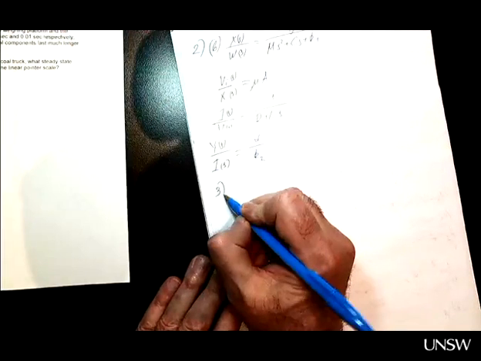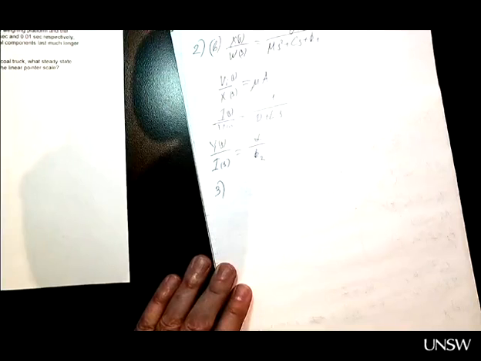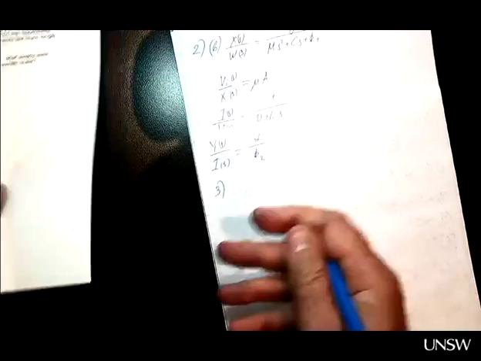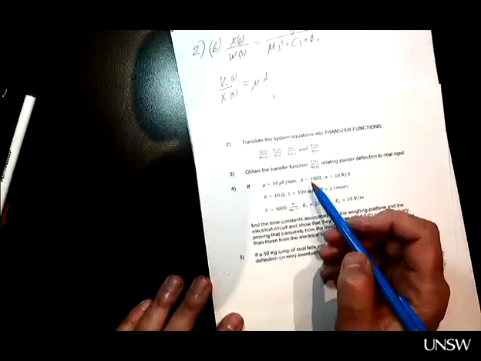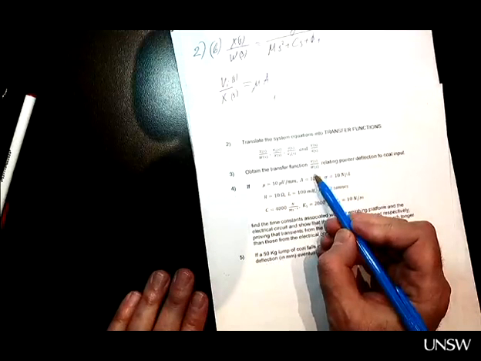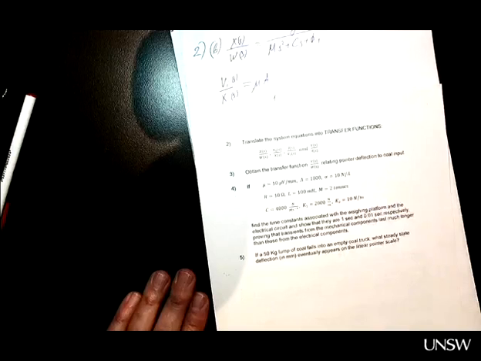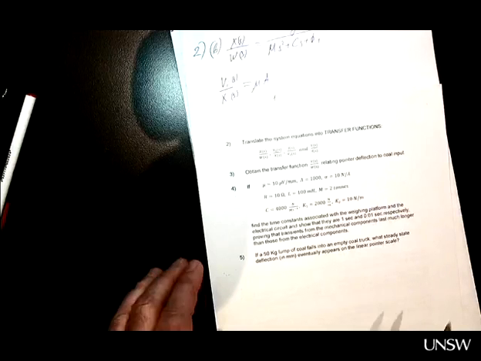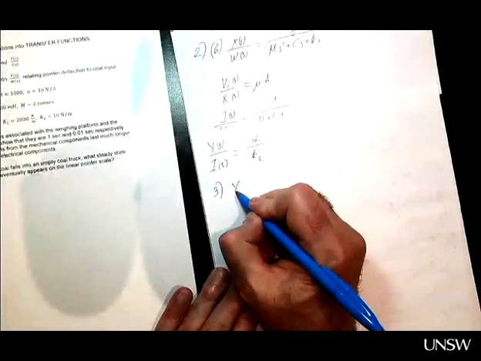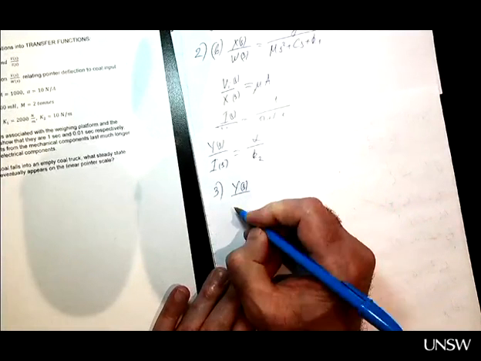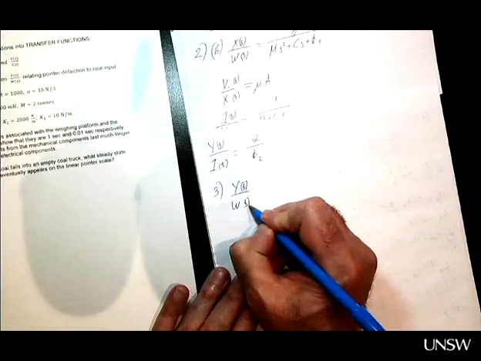Part 3. Obtain the transfer function y of s over w of s relating pointer deflection to the input, because that's really what interests us. So y of s over w of s. Here you have two options, two correct options. One is long and tedious. The other one is very simple and straightforward.